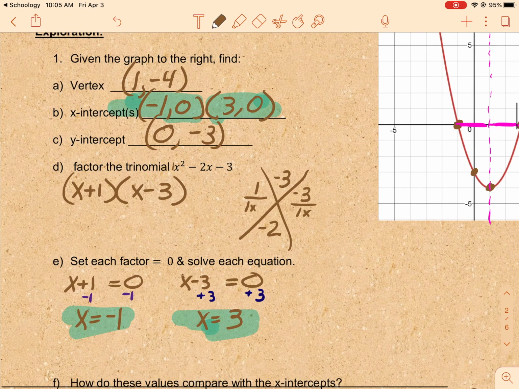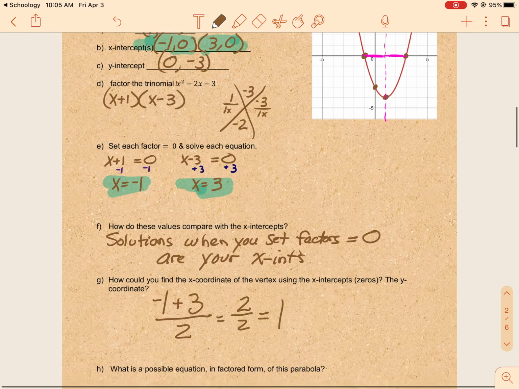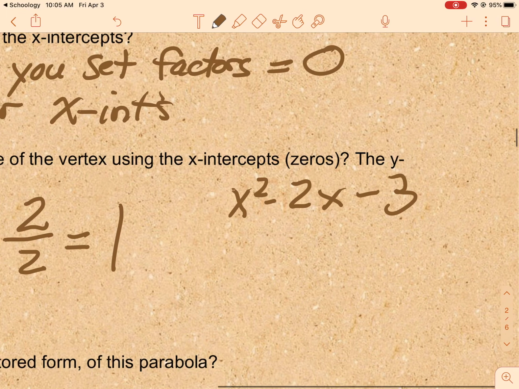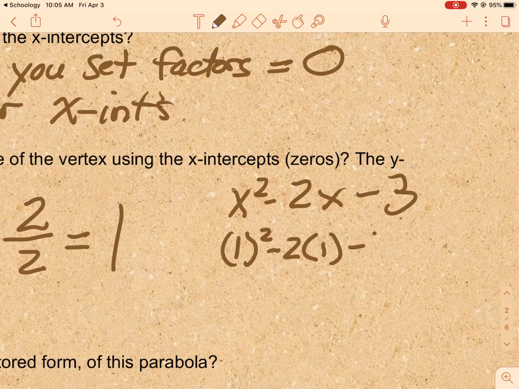How do we get -4? We have to plug that number back into the original equation, which was x squared minus 2x minus 3. So we're plugging 1 in for x. So 1 squared minus 2 times 1 minus 3. 1 squared is 1.